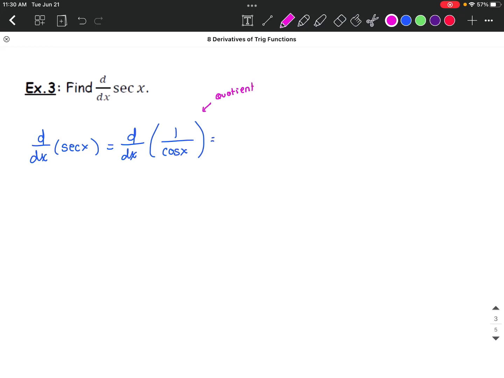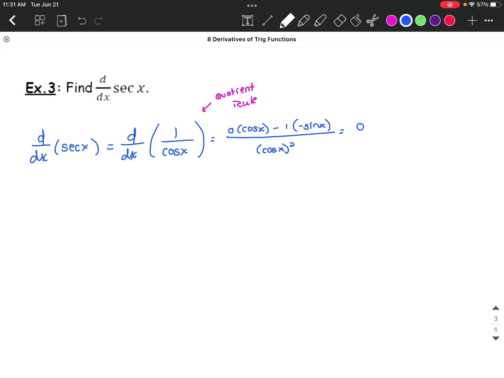I know some of you know the chain rule from last year, but I'm not going to require anything that you haven't learned yet this year. So the quotient rule says take the derivative of the top. So the derivative of 1 is 0 times keep the bottom minus keep the top. And the derivative of the bottom, cosine x, is negative sine x, all over the bottom squared.